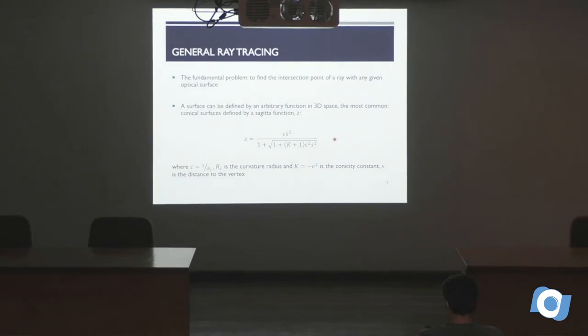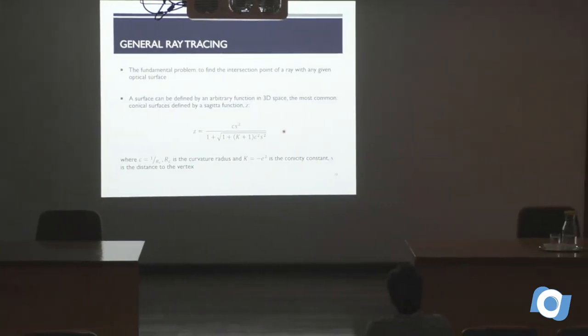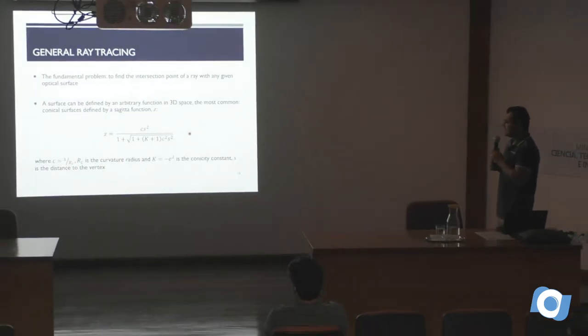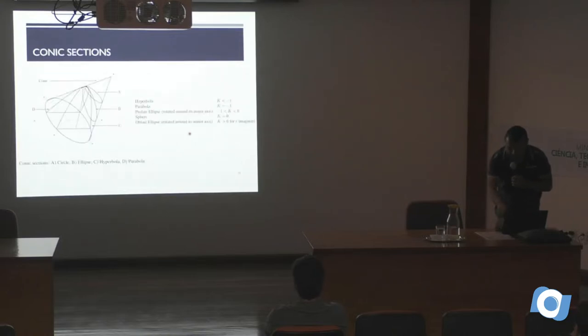Then the fundamental problem we're trying to solve is to find the intersection point with any given surface at any given time, right? A surface can be defined as an arbitrary mathematical function in 3D space. However, in optics, in our work, for example, the most common are conical surfaces, right? Defined by the sagitta function, which is the general equation for conical sections, right? We have C, which is the inverse of the curvature radius, the conic constant, which is related to the eccentricity, and S is the distance to the vertex of the conical section. Of course, the conic constant is related to the type of conic section we are working with. Okay.